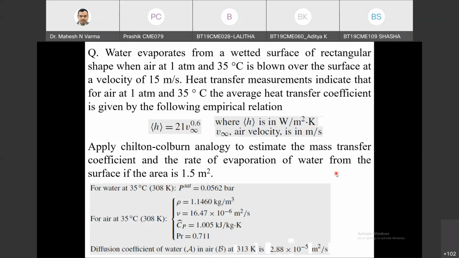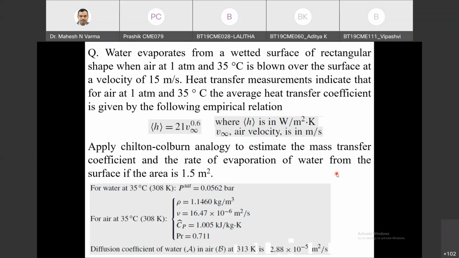Sir, using the Chilton-Colburn analogy. Very good. Your roll number, please. Sir, 111. So using the Chilton-Colburn analogy, for flow over a flat plate, this is a wetted surface.